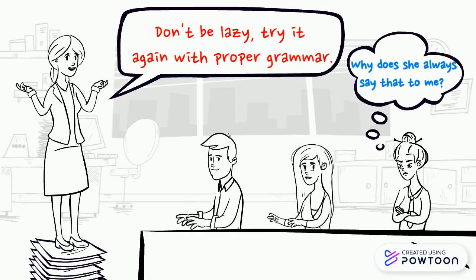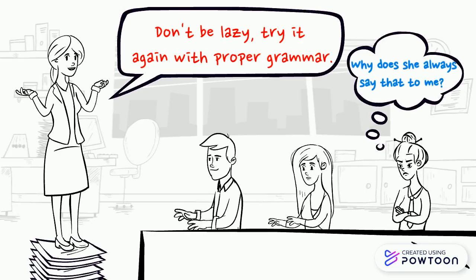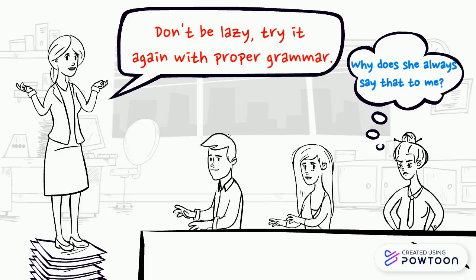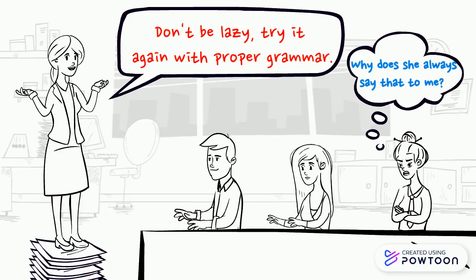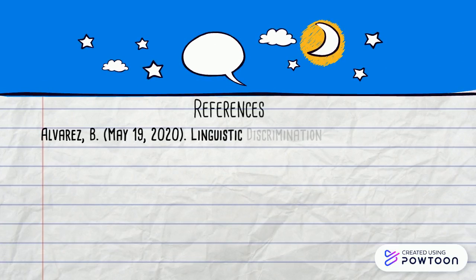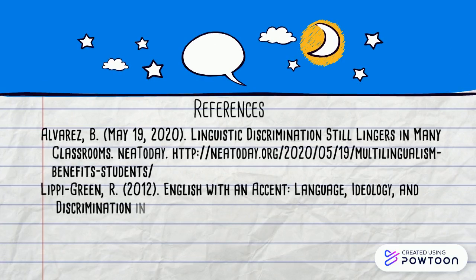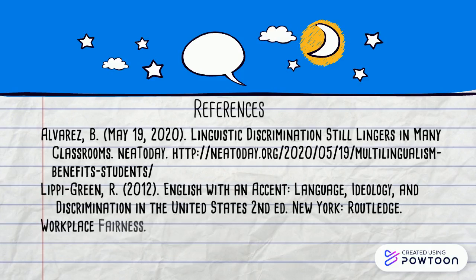AAVE is stereotyped as uneducated and lazy. However, it is a completely viable language with grammar and syntax rules of its own. Although linguists are aware of this, the dominant white society is unaccepting and extremely discriminatory towards speakers of AAVE. This discrimination enforces assimilation to SAE or some form of code switching in order to survive outside of the Black community.